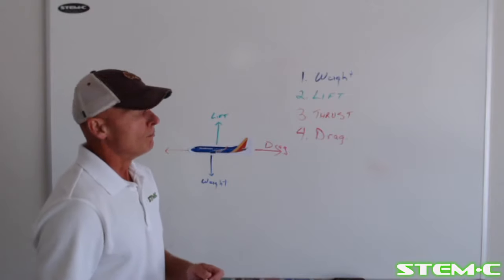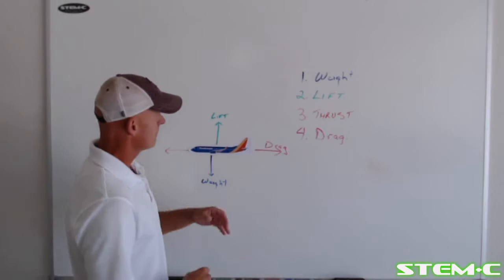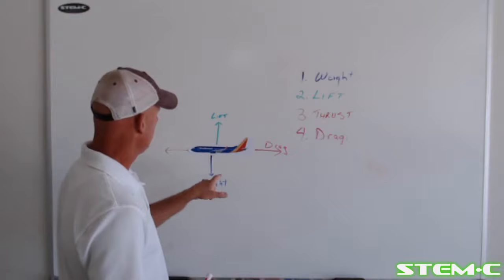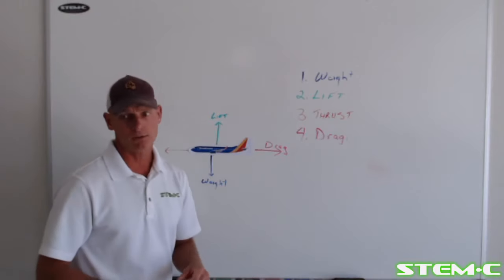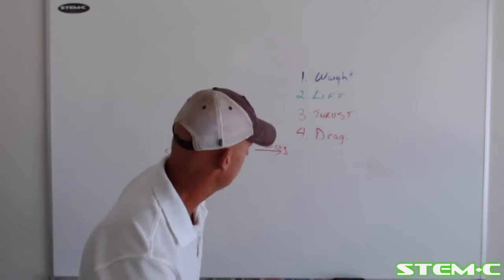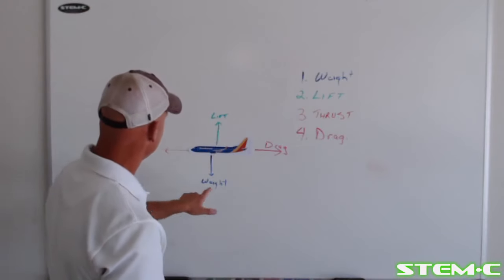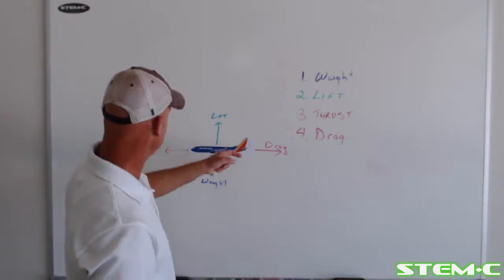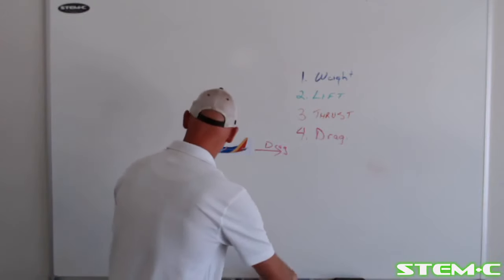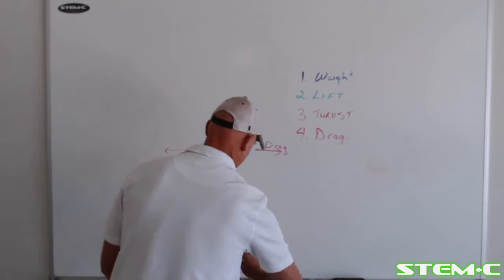But when we talk about the four forces of flight, this airplane will not fly as I've got it drawn here. This airplane, if you see, we have lift, weight, thrust, and drag, and we can label our thrust there. I didn't.